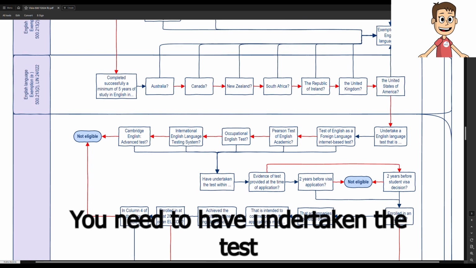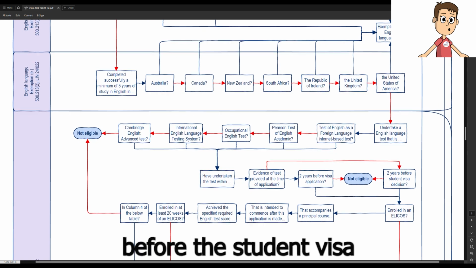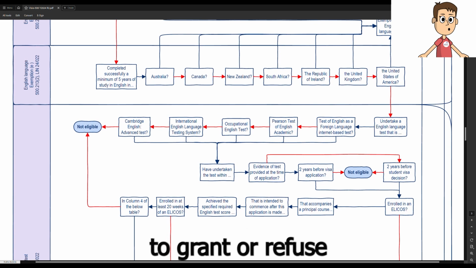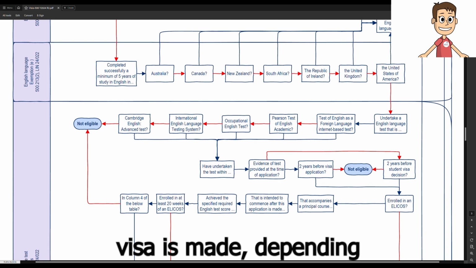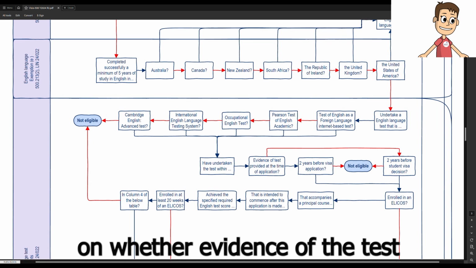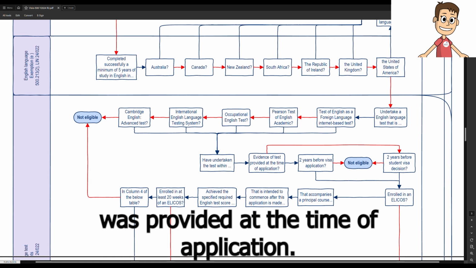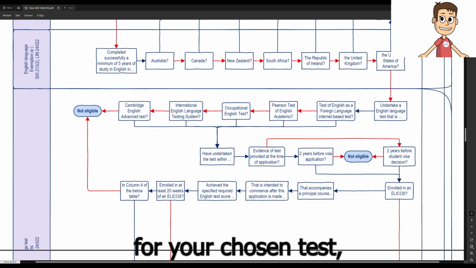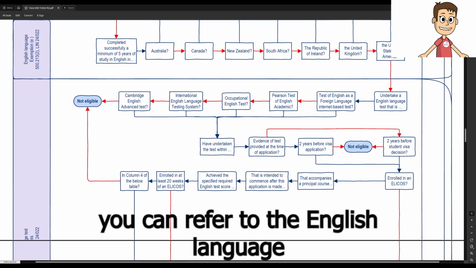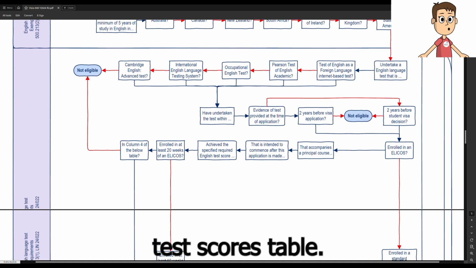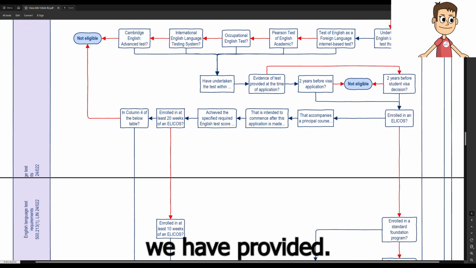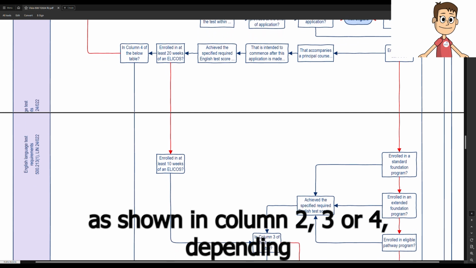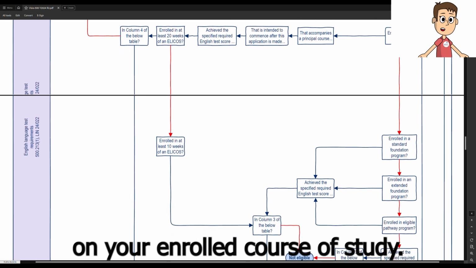You need to have undertaken the test within 2 years before the student visa application or before a decision to grant or refuse a student visa is made, depending on whether evidence of the test was provided at the time of application. In terms of the scores that are required for your chosen test, you can refer to the English language test scores table we have provided. You must have obtained the scores as shown in column 2, 3 or 4 depending on your enrolled course of study.